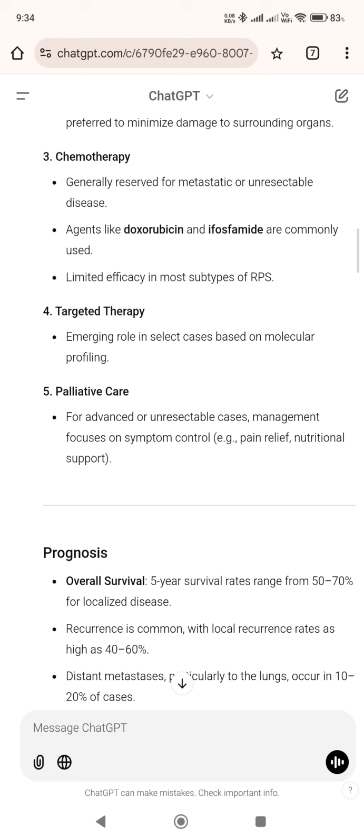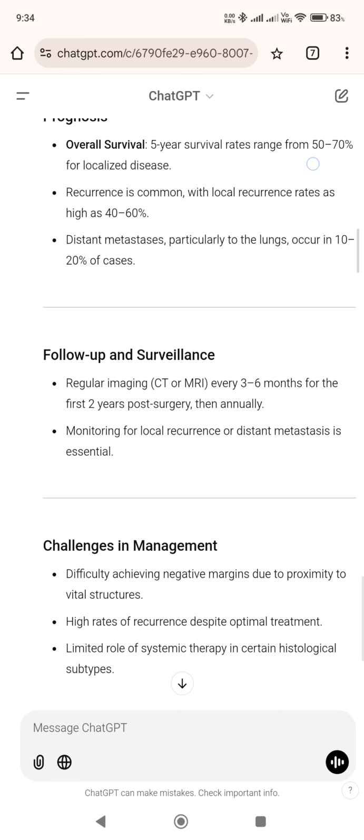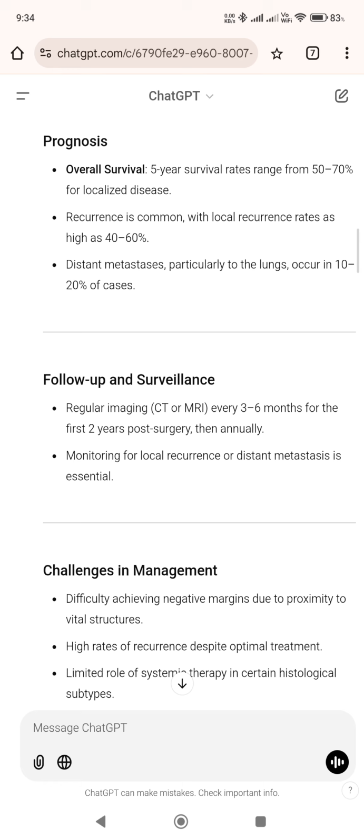Prognosis. Overall survival: 5-year survival rates range from 50 to 70% for localized disease. Recurrence is common, with local recurrence rates as high as 40 to 60%. Distant metastases, particularly to the lungs, occur in 10 to 20% of cases.